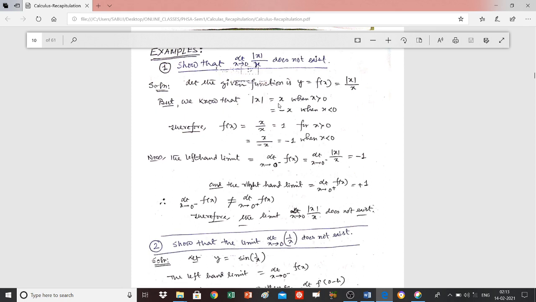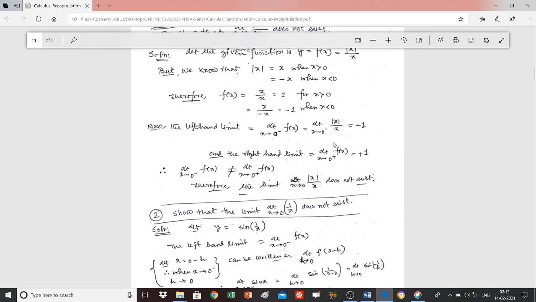this mod x will be equal to x when x is greater than 0, and it is equal to minus x when x is less than 0. So you know this from the property of modulus of x. So now you can write f(x) is equal to x by mod x, so mod x can be written as x when x is greater than 0, so x by x, that is equal to 1 for x greater than 0, and that is equal to x by minus x. So here the minus x should be here.